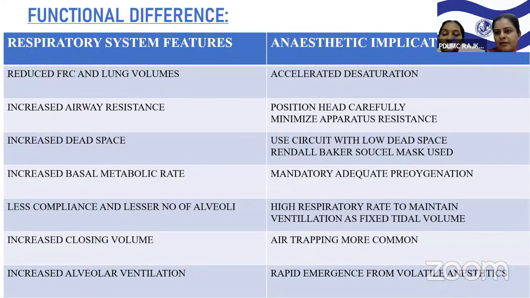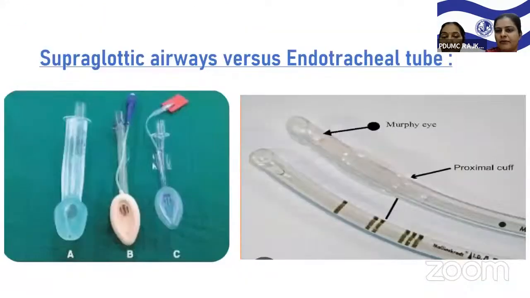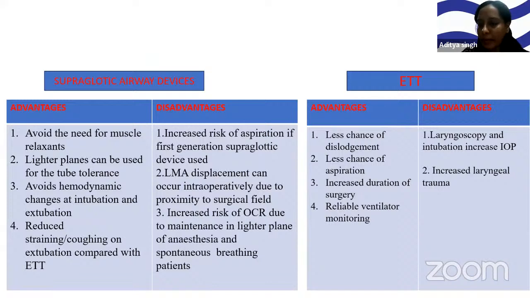What are the advantages of a supraglottic airway if you are not using an ET in a difficult airway? What are the pros and cons of a supraglottic airway device compared with an endotracheal tube? Supraglottic airway device advantages: we can maintain the baby without the use of muscle relaxants. We can maintain the baby in a lighter plane of anesthesia, and we can have a smooth extubation that will prevent rising intraocular pressure and the oculocardiac reflex. And then we can avoid hemodynamic changes that can occur during intubation.